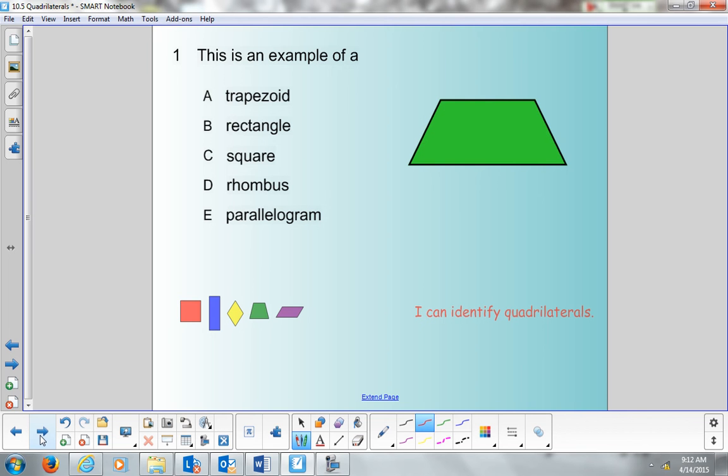All right, so quiz. Write this on your piece of paper. Write the answers for your WSQ. All right, so number 1. This is an example of is it a trapezoid, a rectangle, a square, a rhombus, or a parallelogram?